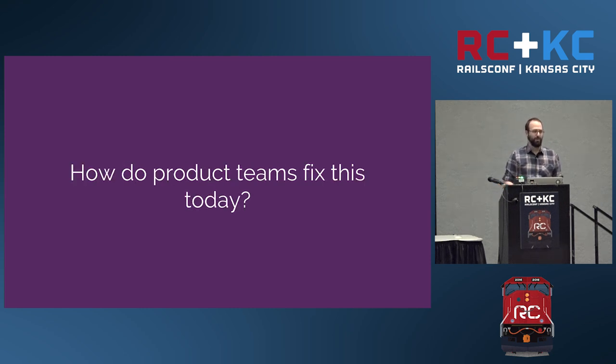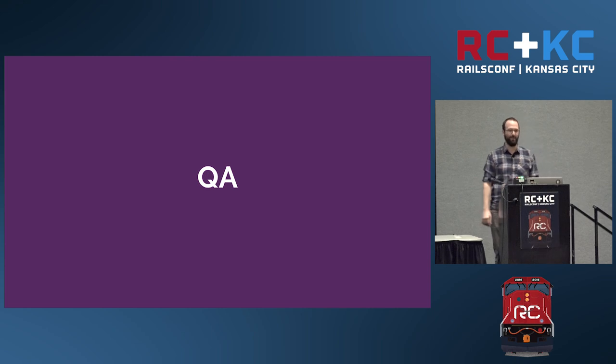So how do product teams fix this today? Shout out the answers. Hire more people, okay. How do you fix these kinds of problems? Interns, okay. What are the interns doing? They're clicking around a lot, right? What's that called? I'm looking for a specific word here. QA, thank you, QA. So QA is the big one, right?